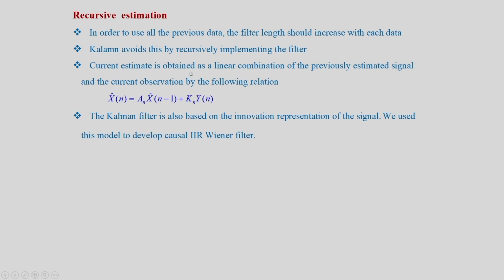Current estimate is obtained as a linear combination of the previously estimated signal and the current observation by the following relationship. We will see how this relationship is obtained. x hat n is equal to a n times x hat n minus 1 plus k n into y n. The Kalman filter is also based on the innovation representation of the WSS signal. We use this model to develop the causal IIR Wiener filter. Here also that innovation representation of WSS signal will be used.